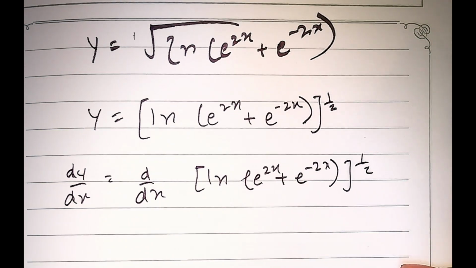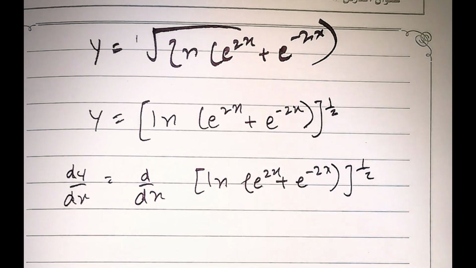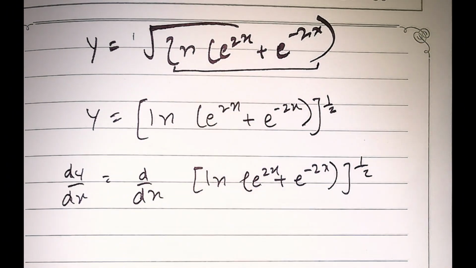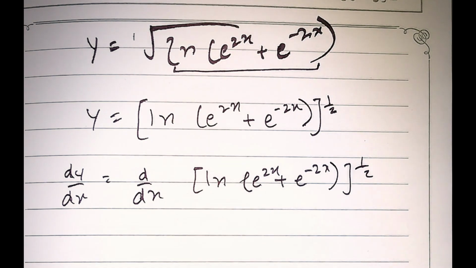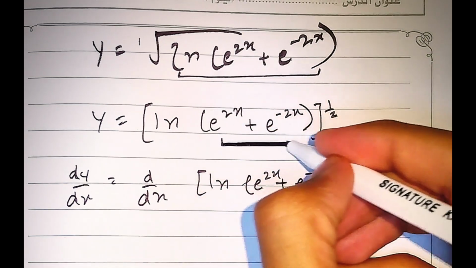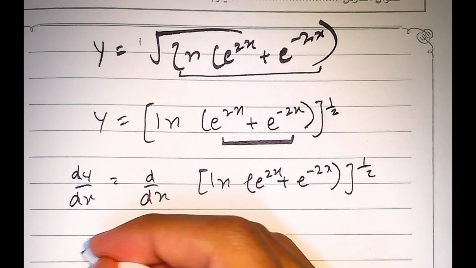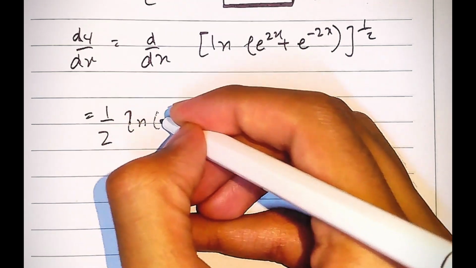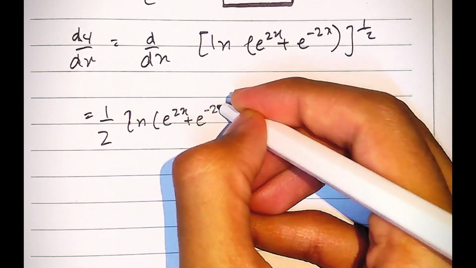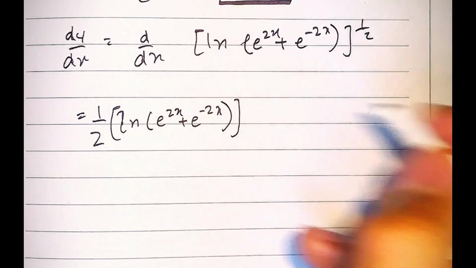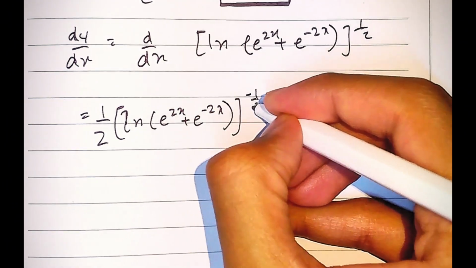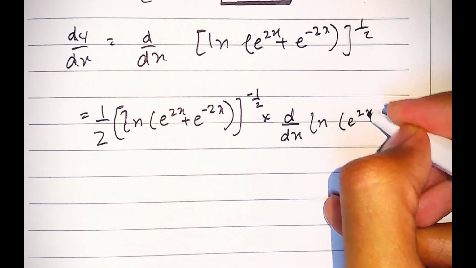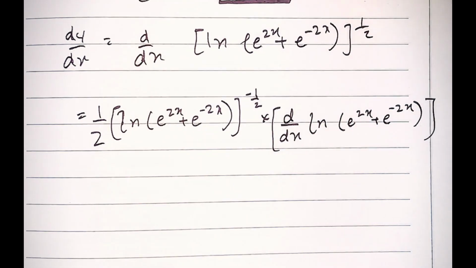A couple of things are going on over here. The function of the square root is this thing, log of e^(2x) plus e^(-2x). And then the function of natural log is e^(2x) plus e^(-2x). So we will use the power rule: the power will be as it is, the function natural log of e^(2x) plus e^(-2x), power minus 1. So 1 divided by 2 minus 1 is negative 1 by 2, multiplied by the derivative of the function. What is the function? Log of e^(2x) plus e^(-2x). So let me separate it by a bracket right over here.